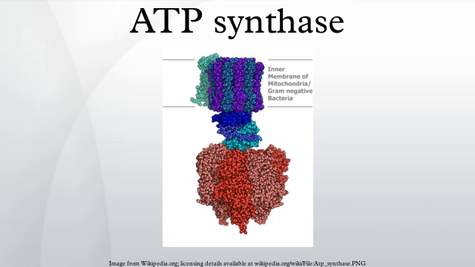Under the right conditions, the enzyme reaction can also be carried out in reverse, with ATP hydrolysis driving proton pumping across the membrane. The binding change mechanism involves the active site of a beta subunit cycling between three states. In the open state, ADP and phosphate enter the active site. In the diagram to the right, this is shown in red.